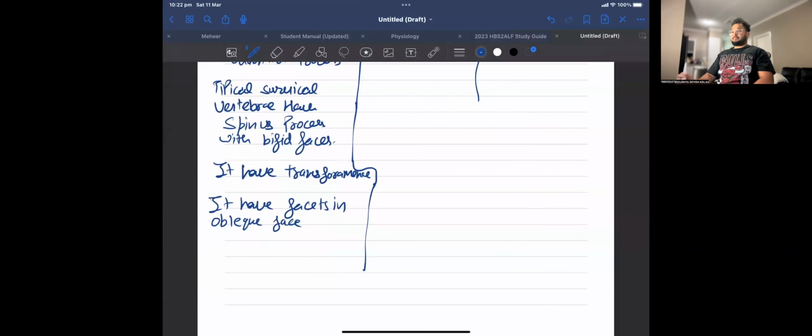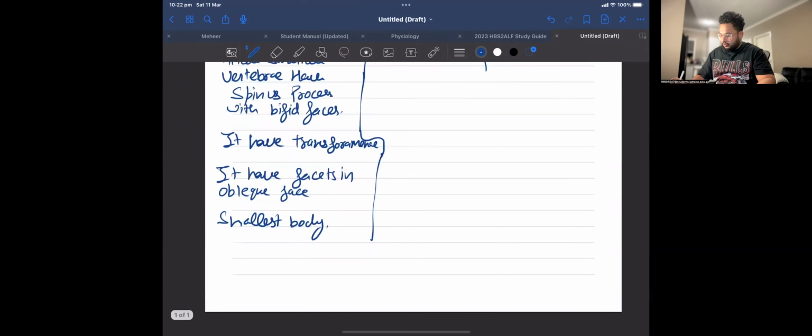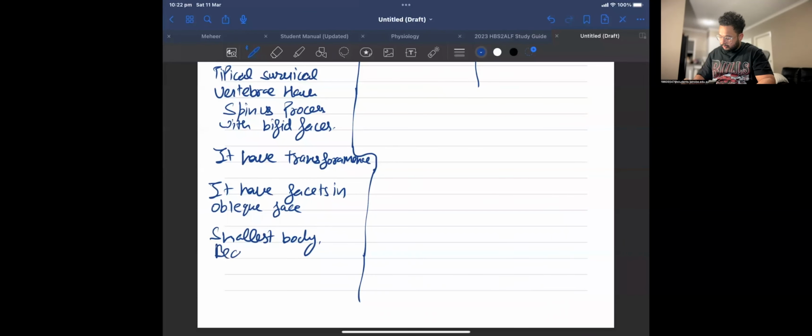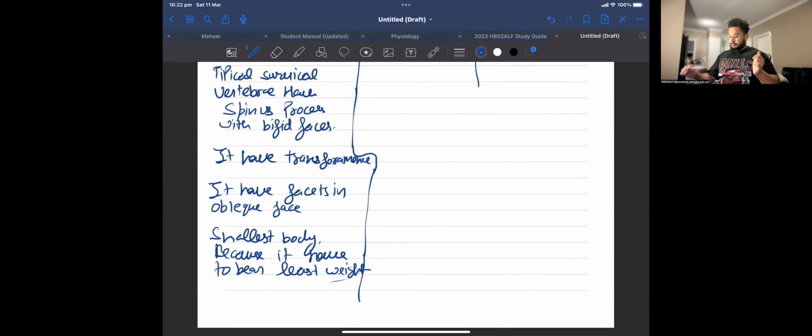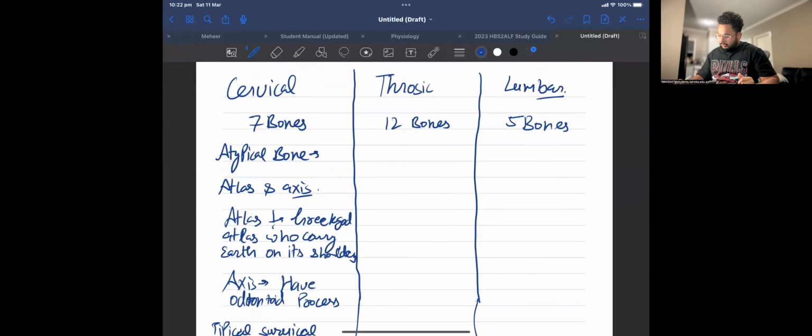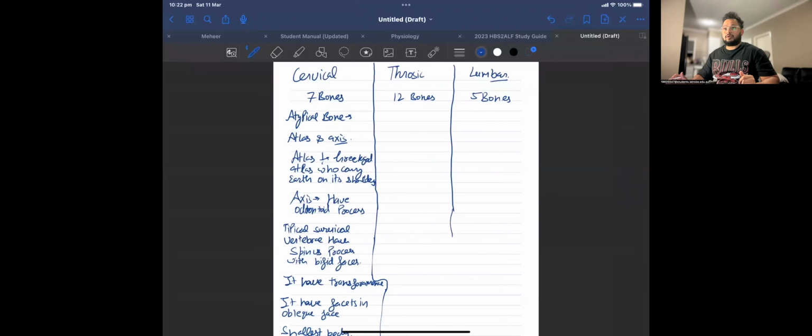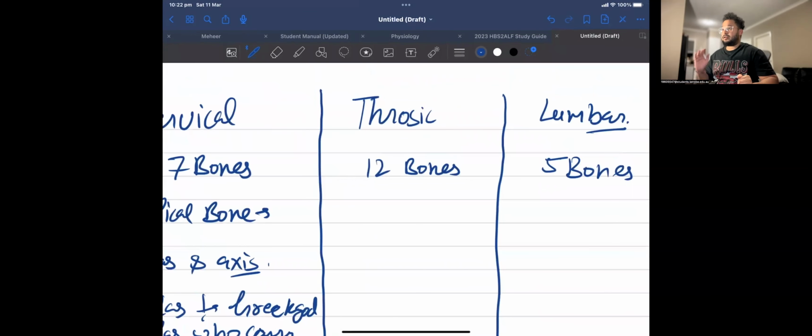Now, it also has the smallest body. Why? Because it has to bear the least weight. All good. Now we are done with the cervical vertebra. We will be doing thoracic vertebra now.